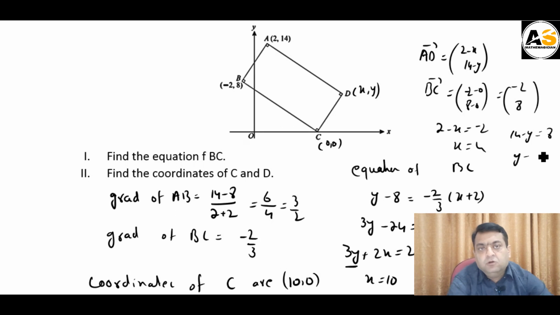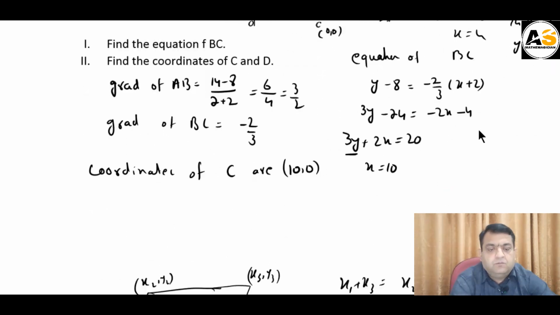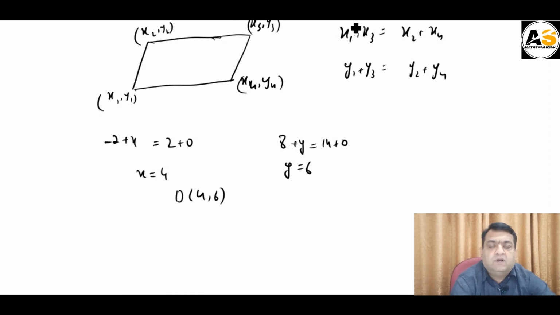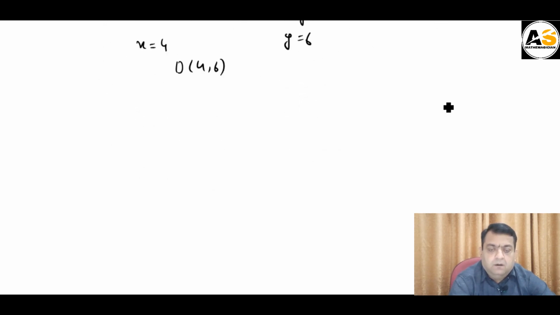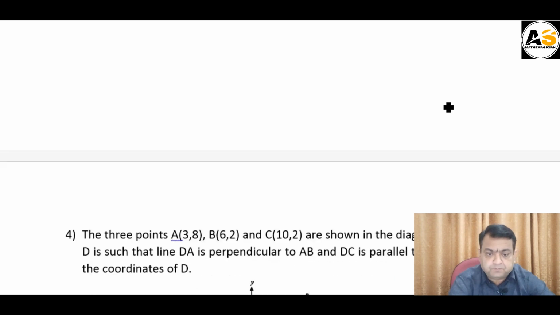Same answer. So there are three different ways to solve this question. Number one, the way I used, by using this property. Number two was formation of equation and then solving them simultaneously. And number three was using vector geometry. I hope this is clear.